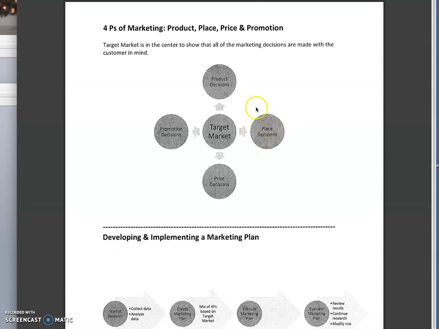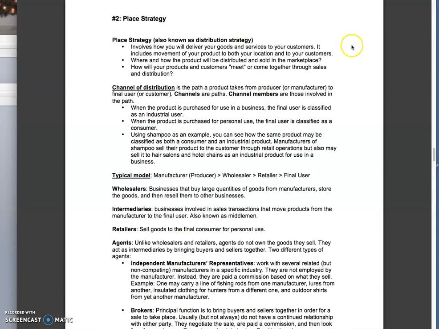Okay, so by looking at this graphic here, place looks at the actual distribution strategy of getting a product or service delivered in the actual hands of a customer. So as far as place strategy, it's often referred to as distribution strategy, so that we're able to coordinate products and customers so they're able to come together.